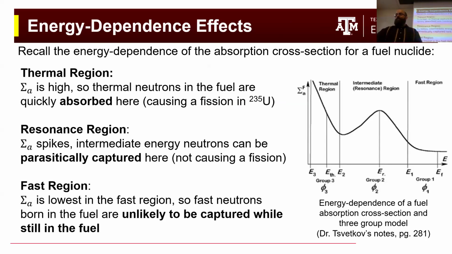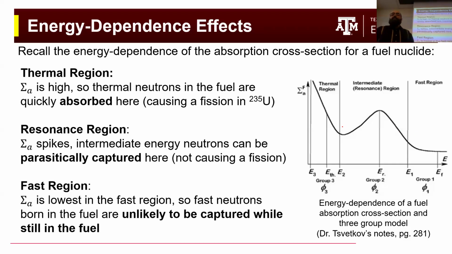So this is a plot that we've seen before, and this is just showing an absorption cross section for a typical nuclide, like a fuel nuclide. What we have been seeing is just like the plots that we were seeing for uranium-235, right? The absorption cross sections are very high in the thermal region, so that's the region where our neutron is most likely to be absorbed.